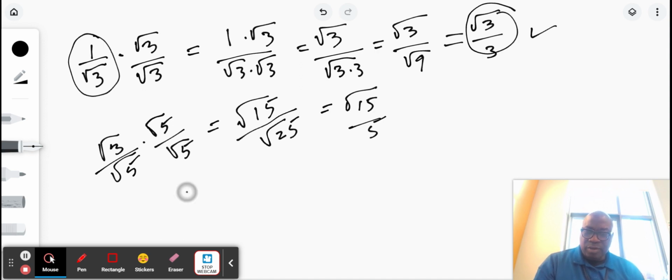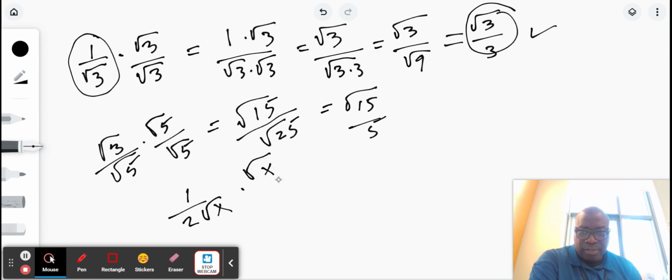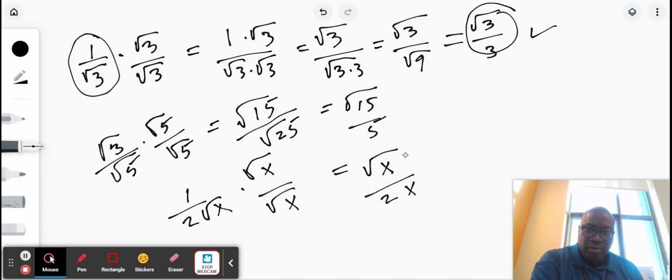Let's try one more. If we have 1 over 2 root x, of course, you'll multiply this by root x over root x, because we know root x times root x is going to be x. So we now have the square root of x over 2x, and this is now in the rationalized form.